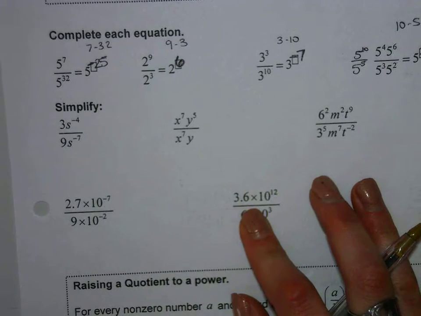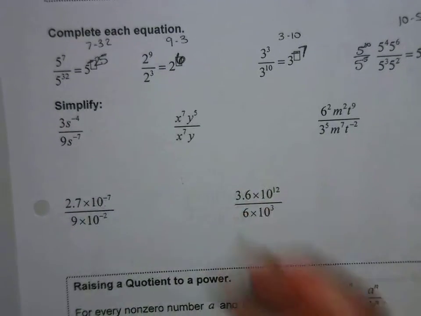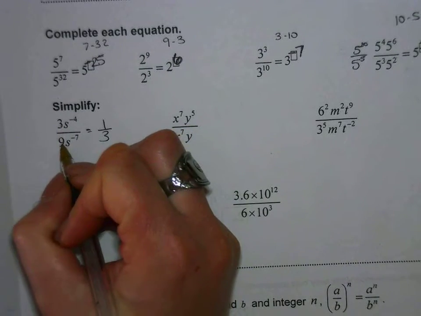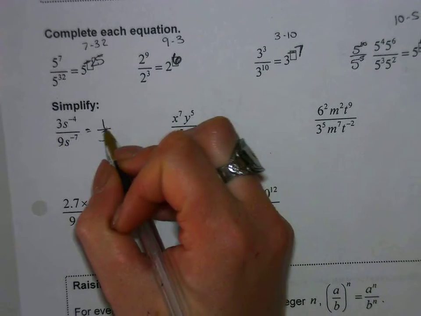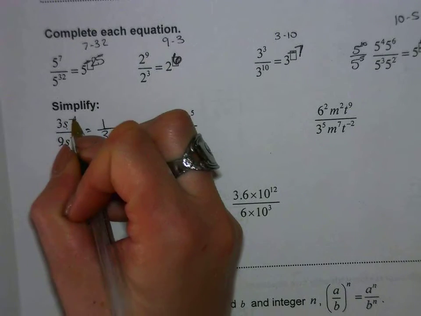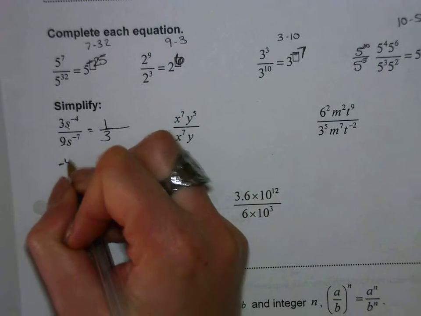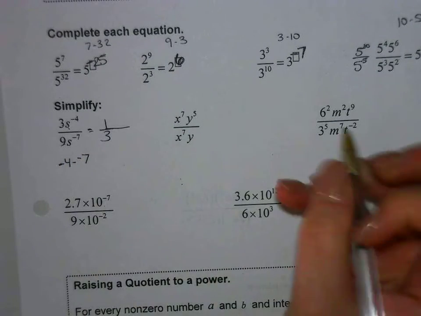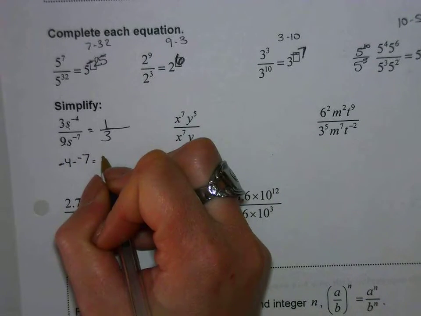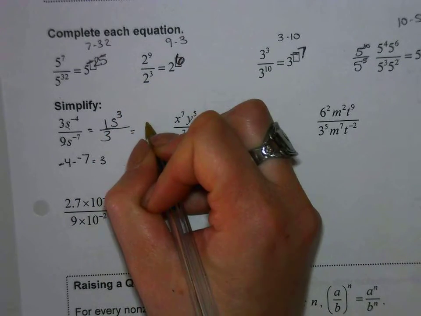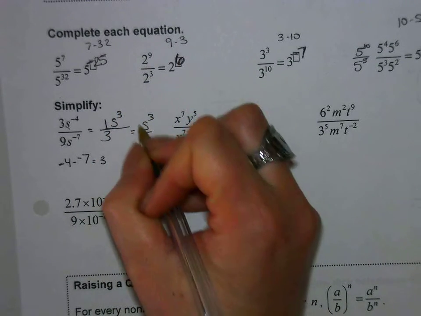So here we have 3 divided by 9, which we can reduce down to 1/3. 3 goes into 3 once, 3 goes into 9 3 times. And then we have s to the negative 4th divided by s to the negative 7th, so like bases. So we have negative 4 minus a negative 7, which equals a positive 3. So we have s to the positive 3rd power. So if we just rewrite this as s to the 3rd divided by 3.